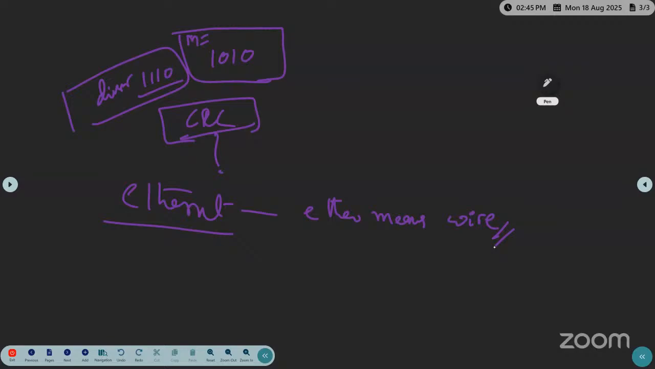Speed is measured in bps. Kbps is kilobit per second, Mbps is megabit per second, Gbps is gigabits per second. So now we are getting internet in gigabits per second.